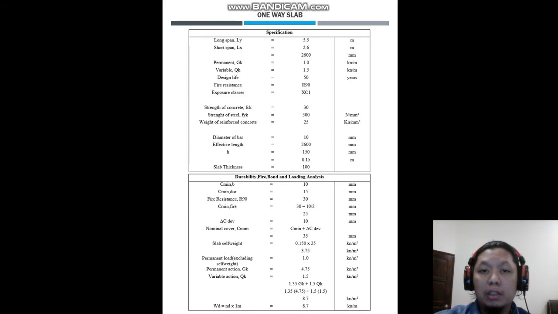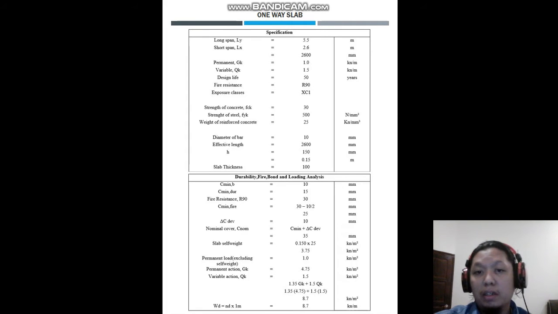So we go to the durability, fire, bond, and loading analysis. For Cmin,b we get 10 millimeter, and for Cmin,dur we get 15 millimeter. The fire resistance, which is R90, will be referring to the Eurocode table, and we get the value of 30 millimeter.